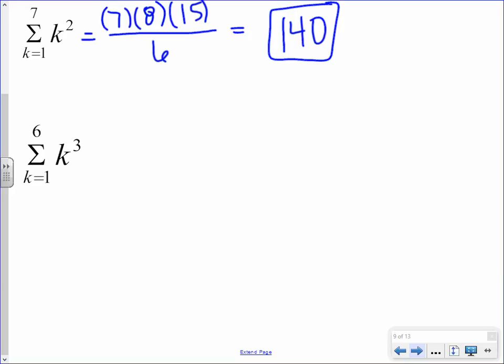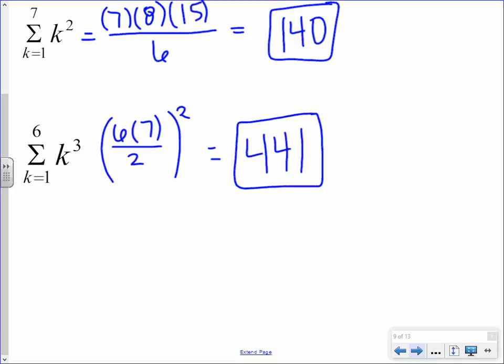Okay, and then last on this page, the sum from 1 to 6 of k cubed. Okay, remember our k cubed and k are very similar. They both have the n times n plus 1 over 2, but for k cubed we have to square that number. So we have 21 squared. 6 times 7 over 2. 441. One more before we talk about some problems in general. All right, go ahead and write this one down.